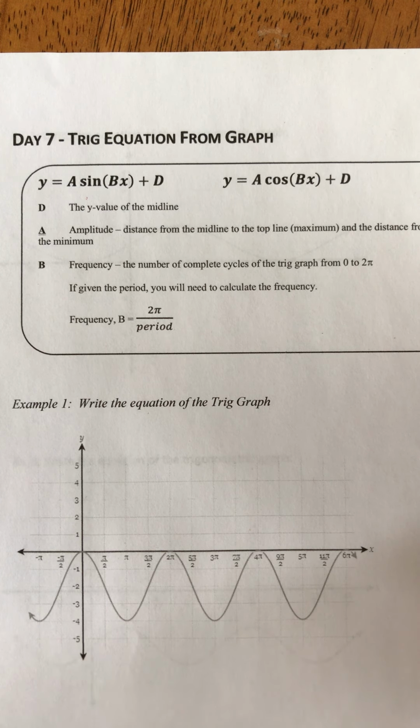Right? So it starts at the midline and goes up, so it's going to make that S shape. Okay? Let's see. Our frequency is the next thing we need to do. And how many complete cycles from 0 to 2 pi? Well, let's look at our x-axis here. Here's 0. And we're going to go out here.